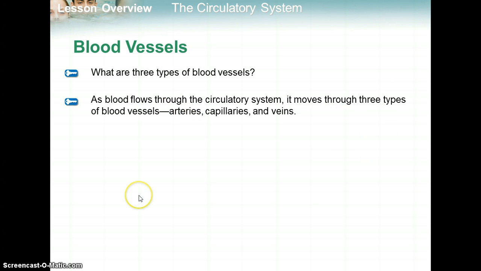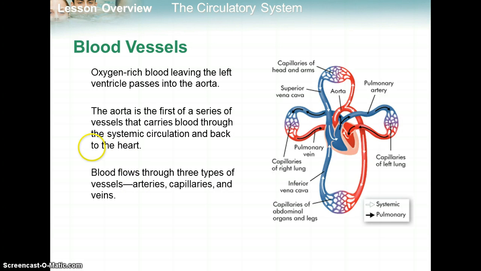There are 3 main types of blood vessels in your system, each for certain purposes. Again, oxygen-rich blood leaving the left ventricle passes into the aorta. The aorta is the first of the series of vessels that carries blood through the systemic circulation and back to the heart. So blood flows through arteries, capillaries, and then veins.